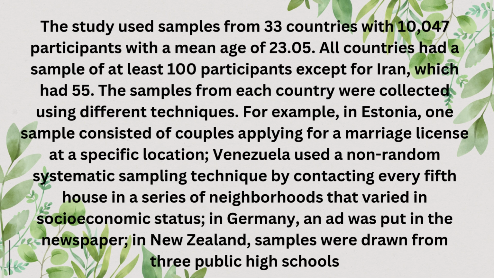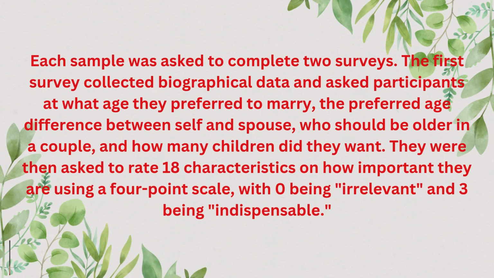The samples from each country were collected using different techniques. For example, in Estonia, one sample consisted of couples applying for a marriage license at a specific location. Venezuela used a non-random systematic sampling technique by contacting every fifth house in a series of neighborhoods that varied in socioeconomic status. In Germany, an ad was put in the newspaper. In New Zealand, samples were drawn from 3 public high schools. Now, each sample was asked to complete 2 surveys.